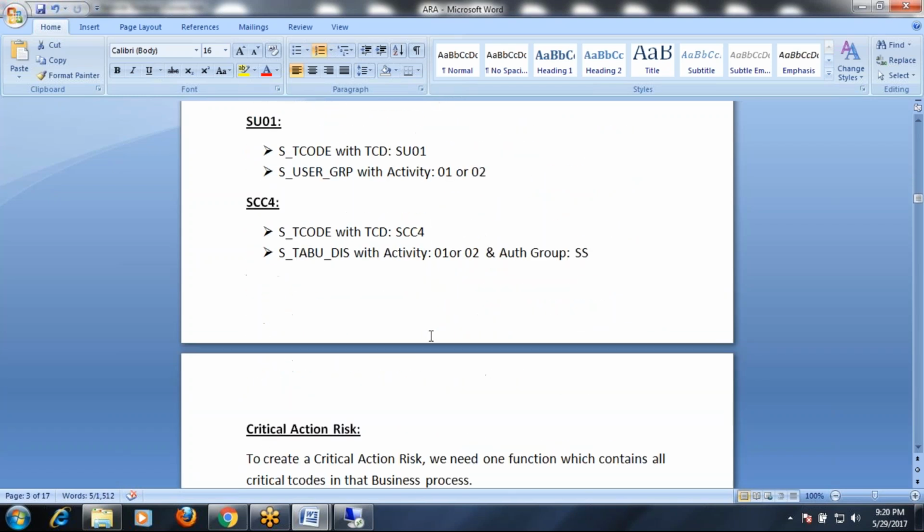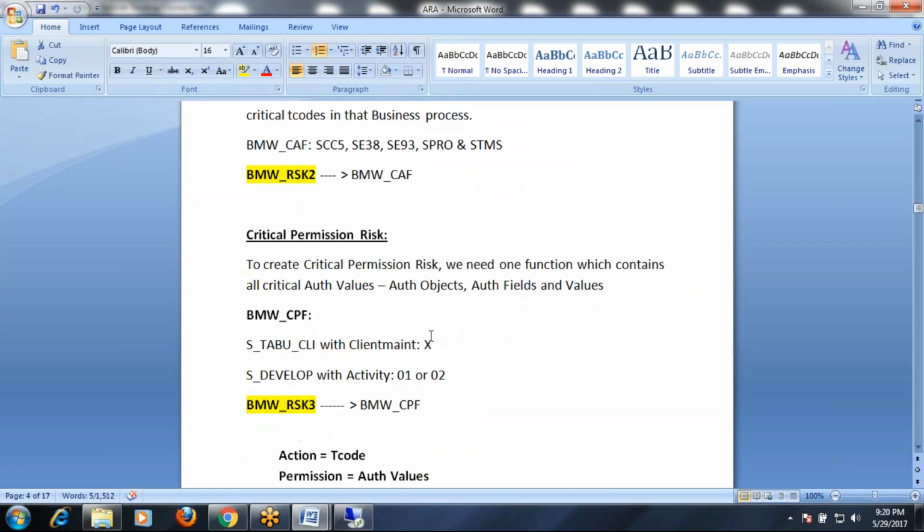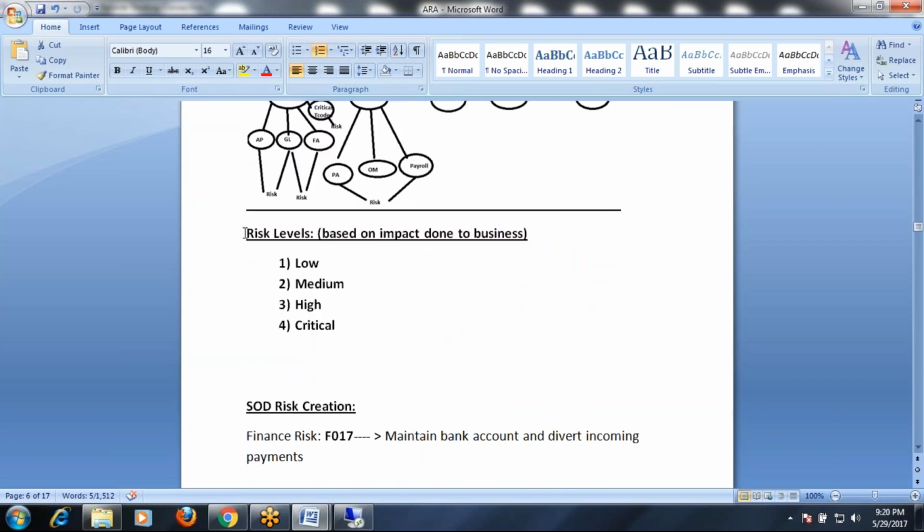Now coming to the other categories, other function related stuff, risk level. Risk level is nothing but how you define a particular risk as low, medium or high based on the loss impact done to your business. Based on that impact, we define it as low, medium, high and critical. If the loss is less, it will be low. If the loss is huge, abnormal, then we categorize that as critical.